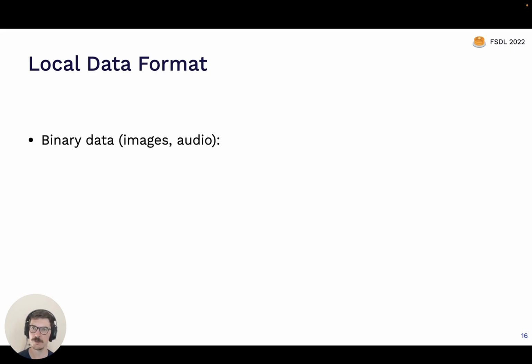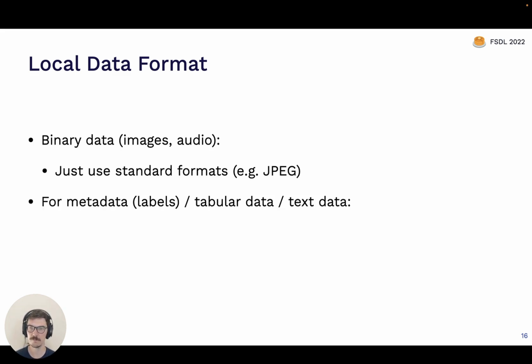So what format should data be stored in on the local disk? If it's binary data like images or audio, just use the standard formats like JPEG or MP3 that it comes in. They're already compressed. You can't really do better than that.